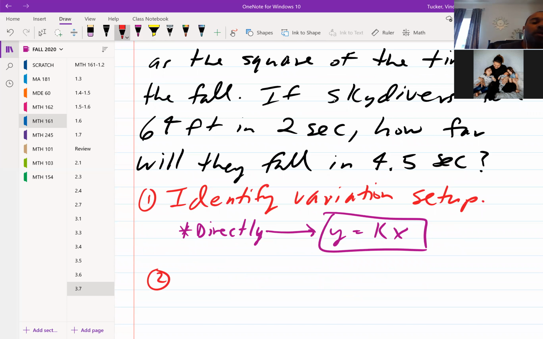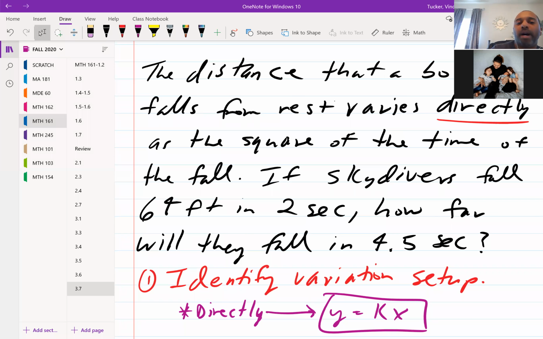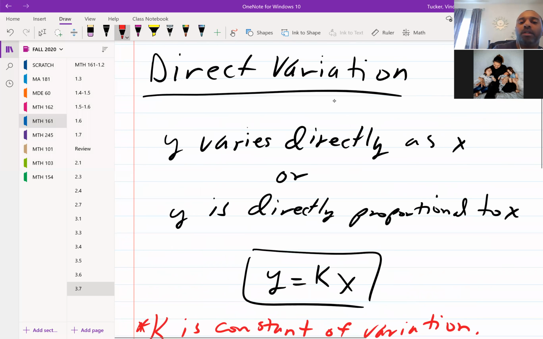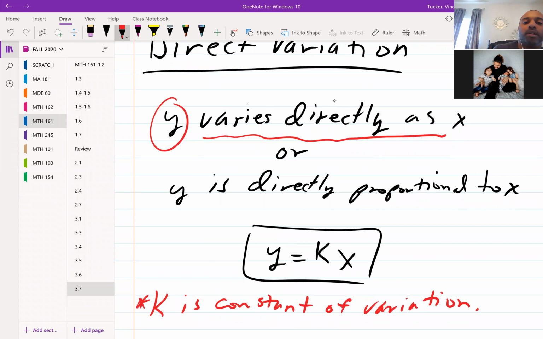All right, two, establish the variables you're going to use. So let's go to it. The distance that a body falls from rest varies. So if you're looking at the whole phrase, varies directly as. Notice varies directly as. So what comes before varies is your y, or the first variable. What comes after as is your second variable, okay?